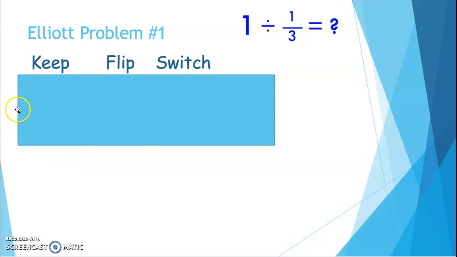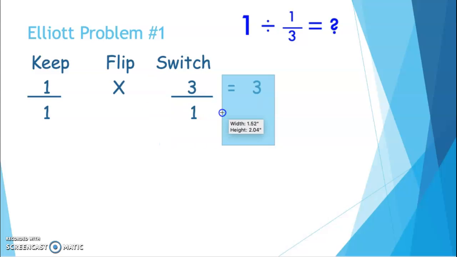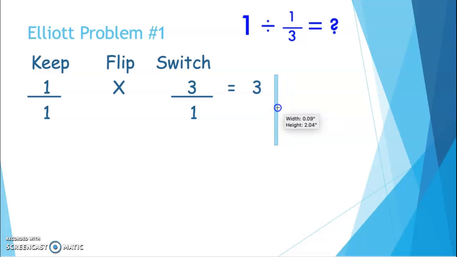Let's take it one step further. We're going to keep, we're going to flip, we're going to switch. And so what is our response going to be? What's the answer? 3. Good. Okay, again, at any time, if you want to hit pause and go back, you certainly can do that.